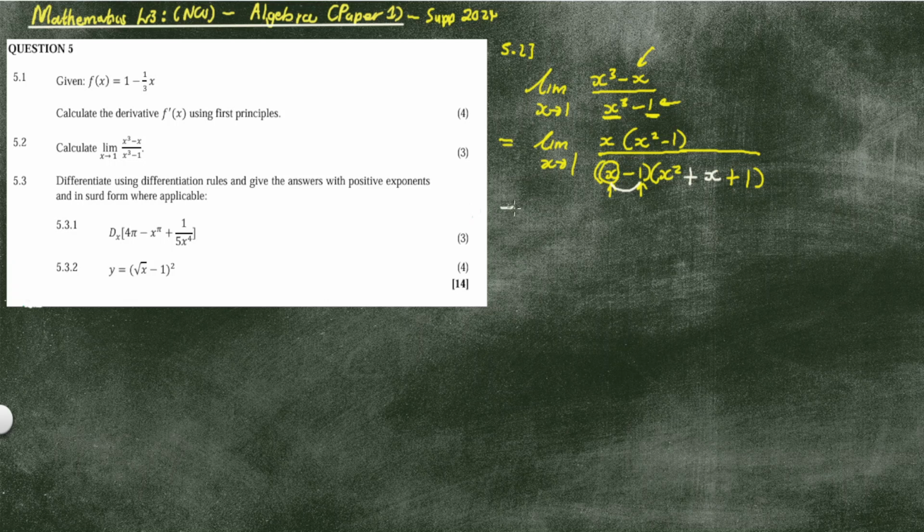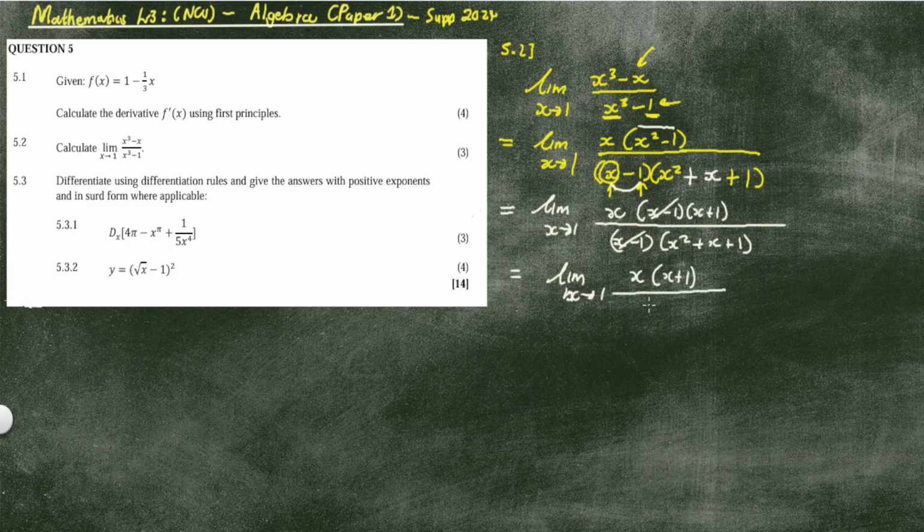Okay, we continue. We say limit as x approaches 1. The x squared minus 1 can also be factorized: x minus 1 and then x plus 1, divided by x minus 1 and then x squared plus x plus 1. This cancels out this. I'm left with the limit as x approaches 1 of x plus 1 over x squared plus x plus 1.